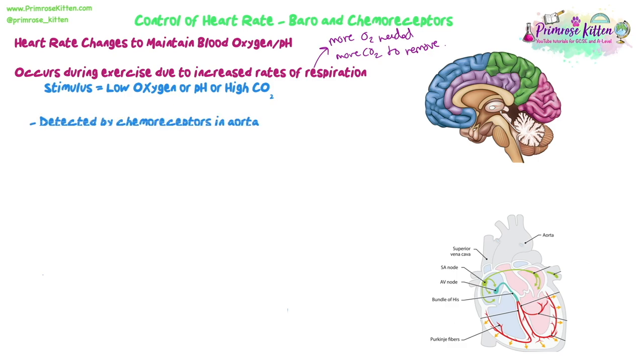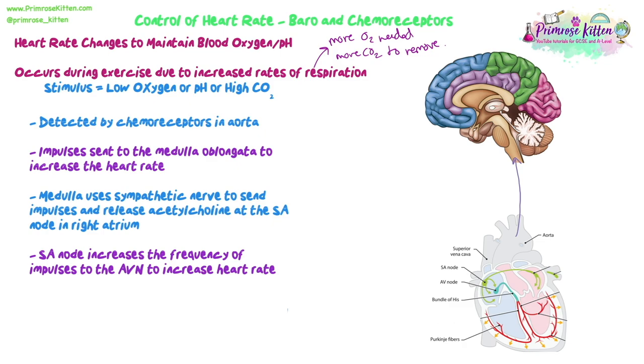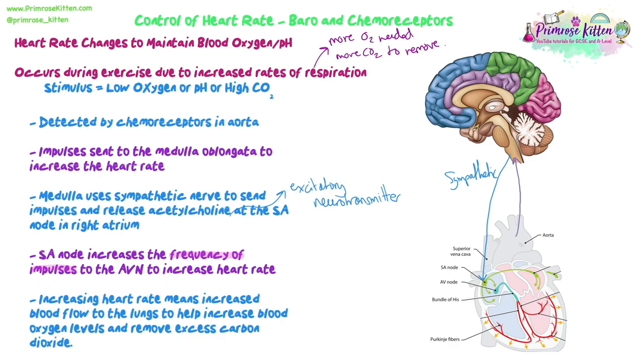So if that is detected by these chemoreceptors, then we're going to send impulses again to the medulla oblongata to increase the heart rate. The medulla is going to use the sympathetic nerve to send impulses and release acetylcholine again at the sinoatrial node in the right atrium. Again, we're using acetylcholine, so that's an excitatory neurotransmitter, which is why it results in the speeding up of the impulses. And again, the sinoatrial node is going to increase the frequency of impulses that are sent to the AVN, and therefore we increase heart rate. We increase blood flow to the lungs, which means blood oxygen levels can increase, but also it helps to remove the excess carbon dioxide.